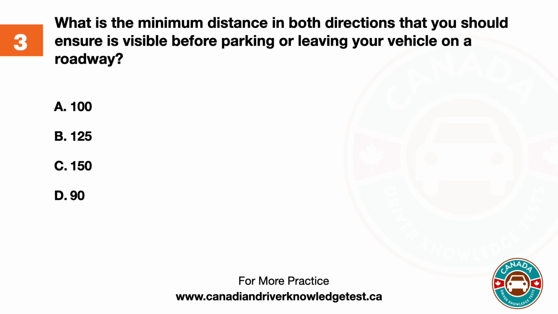Question 3. What is the minimum distance in both directions that you should ensure is visible before parking or leaving your vehicle on a roadway? A. 100. B. 125. C. 150. D. 90. The answer is B. 125.